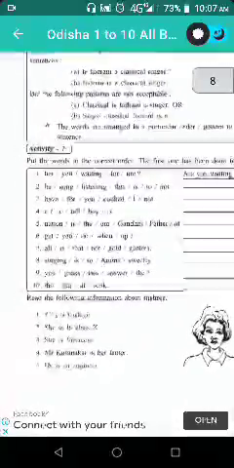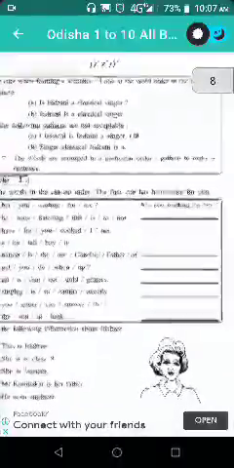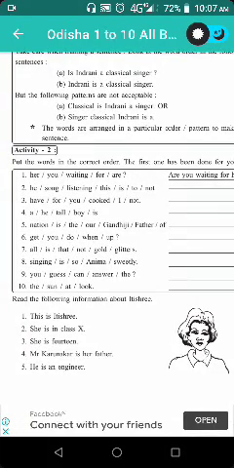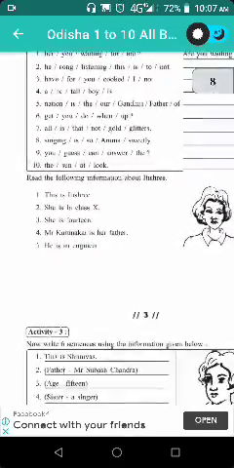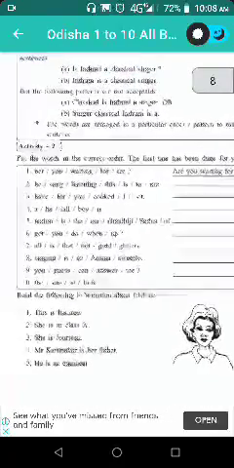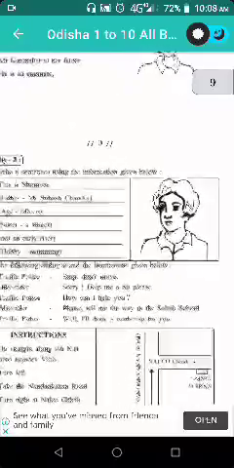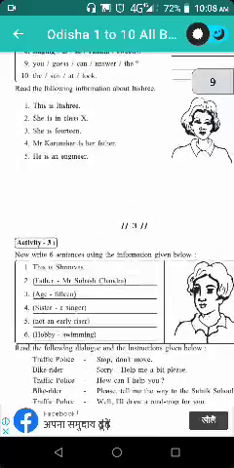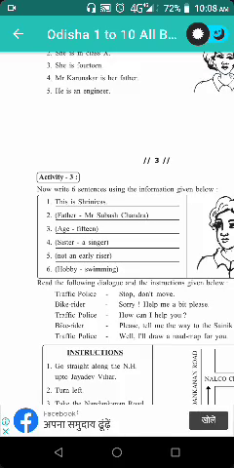Now write 6 sentences using the information given below. In our activity 3, introduce first name, father's name, age, sisters, and hobby. According to our information, we write: this is Srinivas. Then, Mr. Subhash Chandra is his father. Srinivas is 15. His sister is a singer. Then, she is not an early riser. Her hobby is swimming.